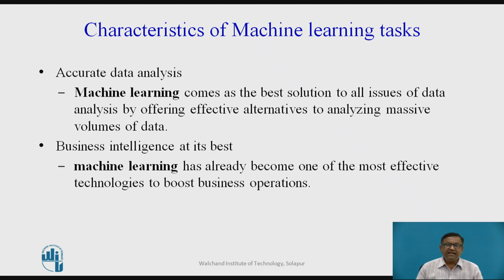So an important characteristic of machine learning is accurate data analysis. Accuracy is very important, and that is included in machine learning techniques. Machine learning comes as the best solution to all issues of data analysis by offering effective alternatives to analyzing massive volumes of data. So data is there, but data analysis is possible using machine learning techniques.